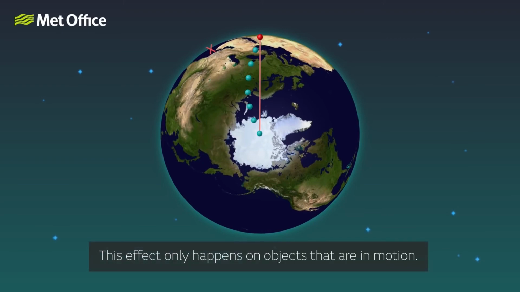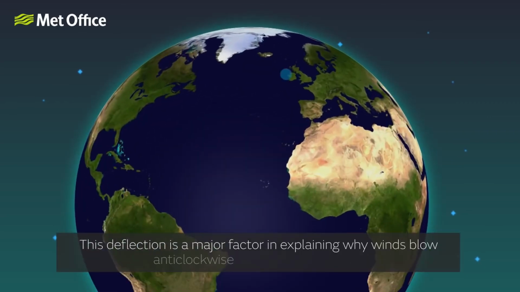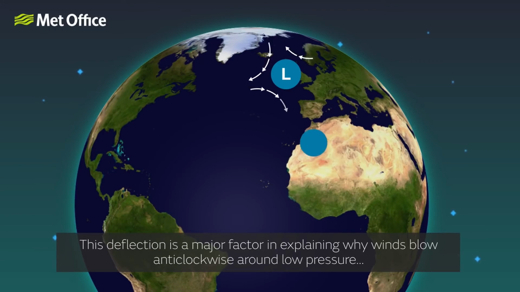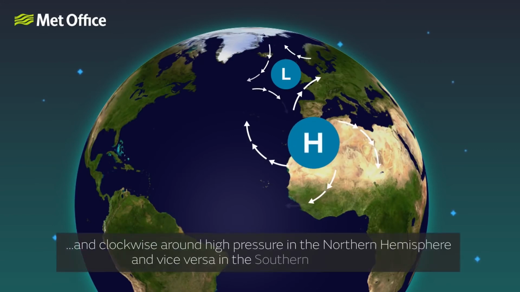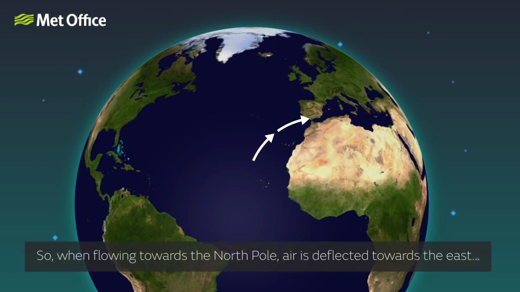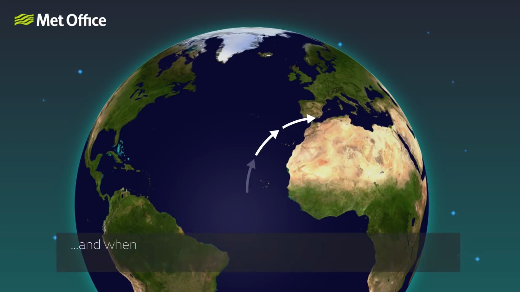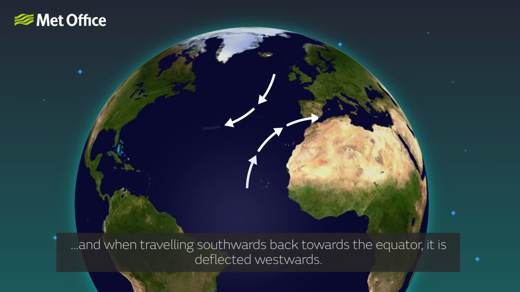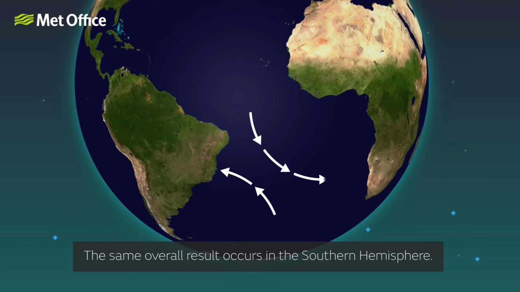This effect only happens on objects that are in motion. This deflection is a major factor in explaining why winds blow anti-clockwise around low pressure and clockwise around high pressure in the northern hemisphere, and vice versa in the southern hemisphere. So when flowing towards the North Pole, air is deflected towards the east, and when travelling southwards back towards the equator, it is deflected westwards. The same overall result occurs in the southern hemisphere.